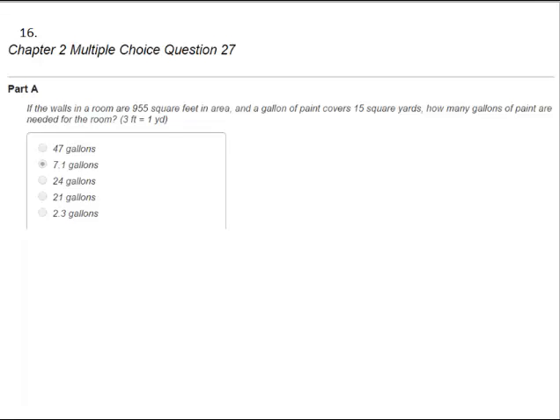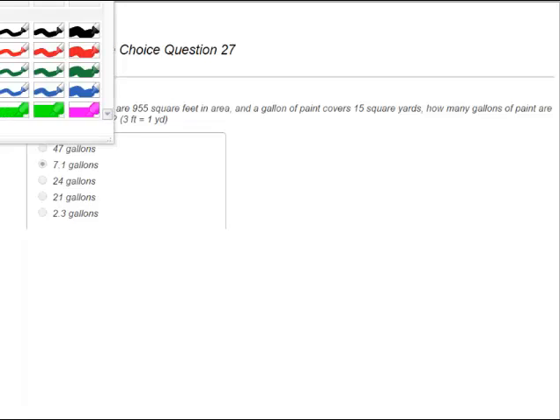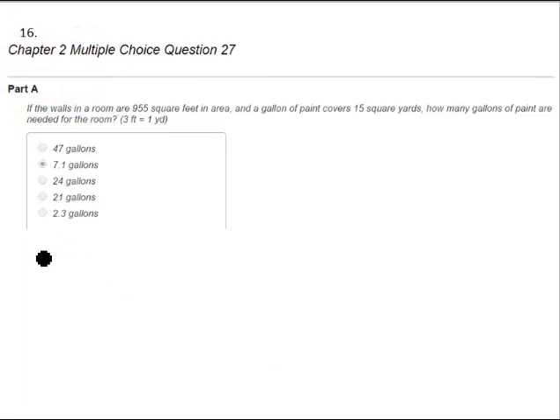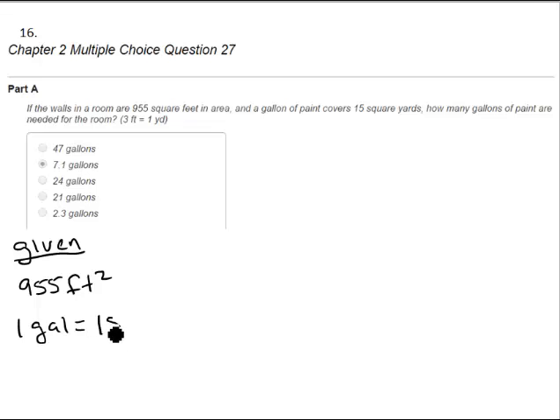Okay, so now we're getting to a little bit more calculation, kind of dimensional analysis problems. So here, the data or information I'm given is that I have 955 square feet, and I know I have 1 gallon of paint is going to cover or equal 15 square yards, and I want to be left with or know how many. So what I want over here are gallons.